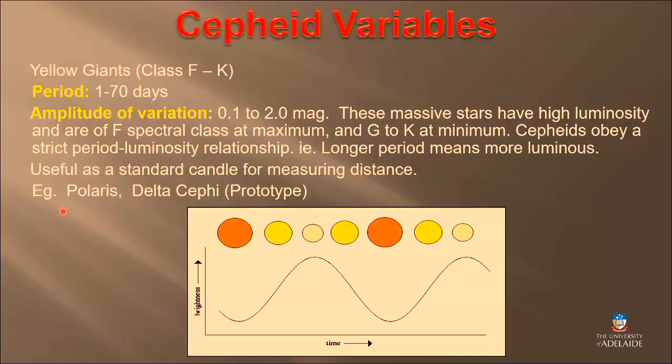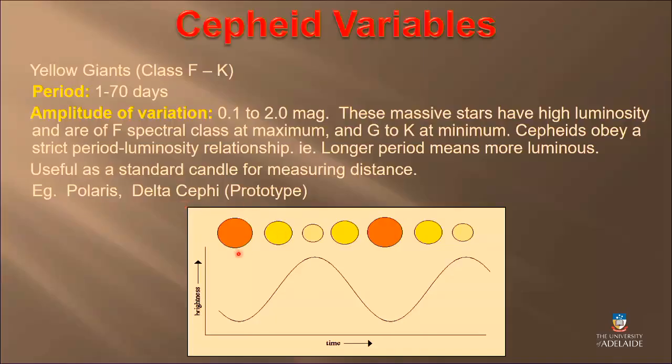A couple of examples here is the star Polaris, which unfortunately we can't see from our position on the planet. That's the pole star in the Northern Hemisphere. And Delta Cephei is the prototype of this type of star.